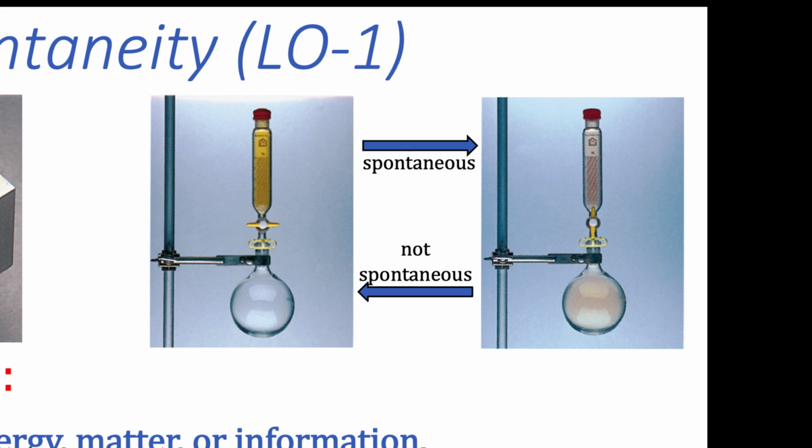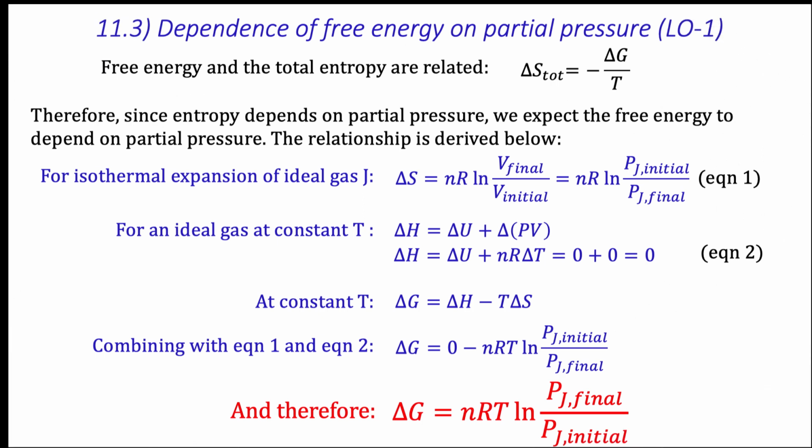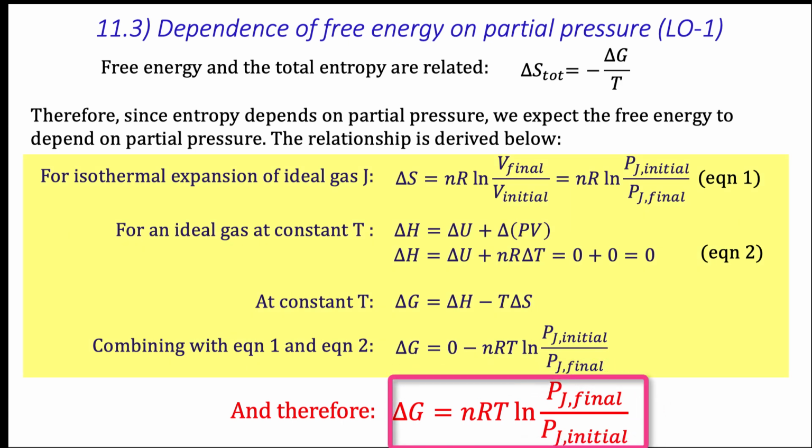So far, we've only focused on entropy, but our goal, as you'll recall, was to determine the relationship between partial pressure and free energy. So what does any of this have to do with free energy? Well, remember that the total entropy change is equal to the negative of the free energy change divided by the temperature. So if entropy depends on partial pressure, then the same should be true for free energy. Accordingly, this derivation shows that as the partial pressure of a gas increases, its free energy also increases.